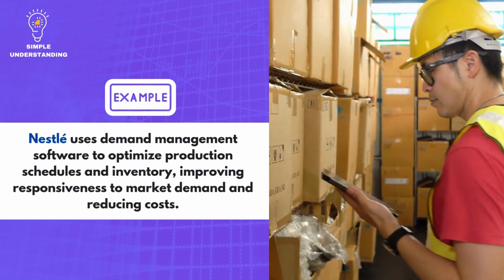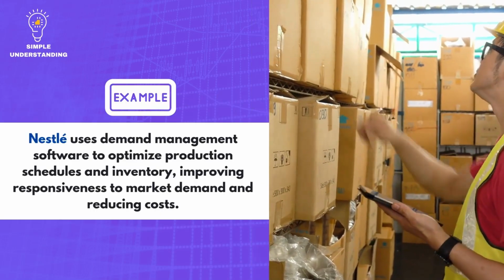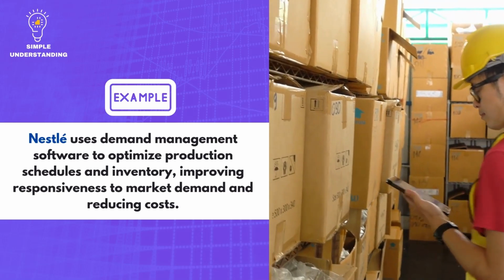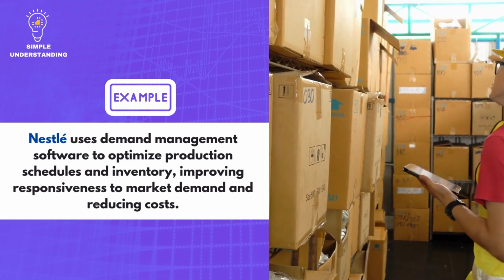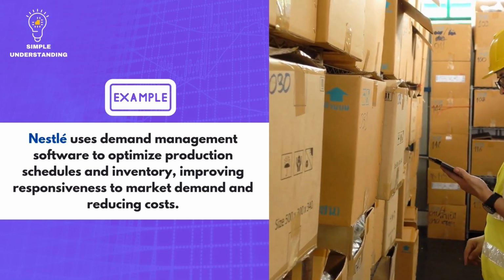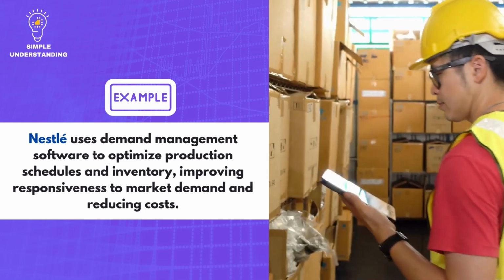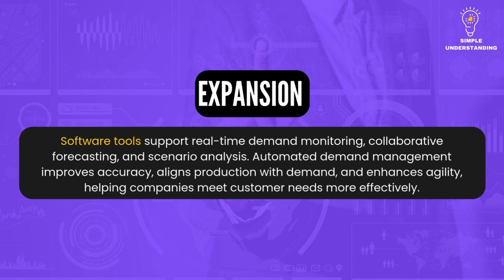Real company example: Nestle uses demand management software to optimize production schedules and inventory, improving responsiveness to market demand and reducing costs. Expansion: Software tools support real-time demand monitoring, collaborative forecasting, and scenario analysis. Automated demand management improves accuracy, aligns production with demand, and enhances agility, helping companies meet customer needs more effectively.